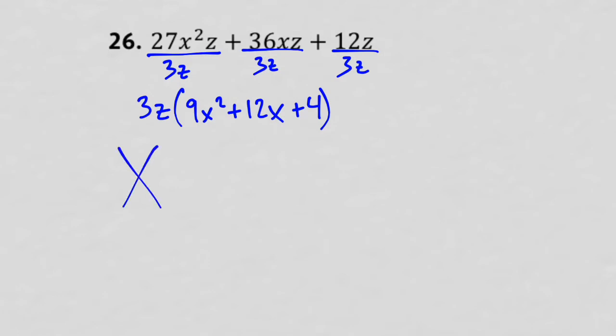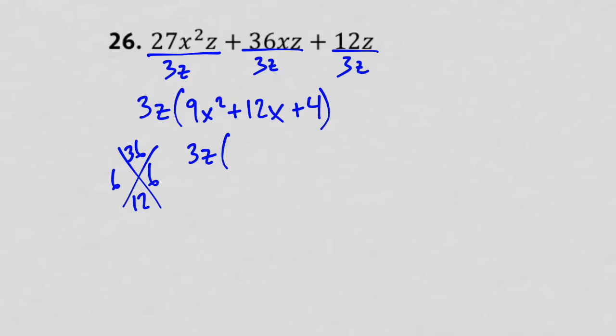I got 9 times 4, which is 36. 12. Look at that. Works perfectly. 6 times 6, right? Alright, so I'm going to keep going. Leave the 3z alone. You can also just forget it for a while, but make sure you remember to write it there at the end. I'm going to leave it there.